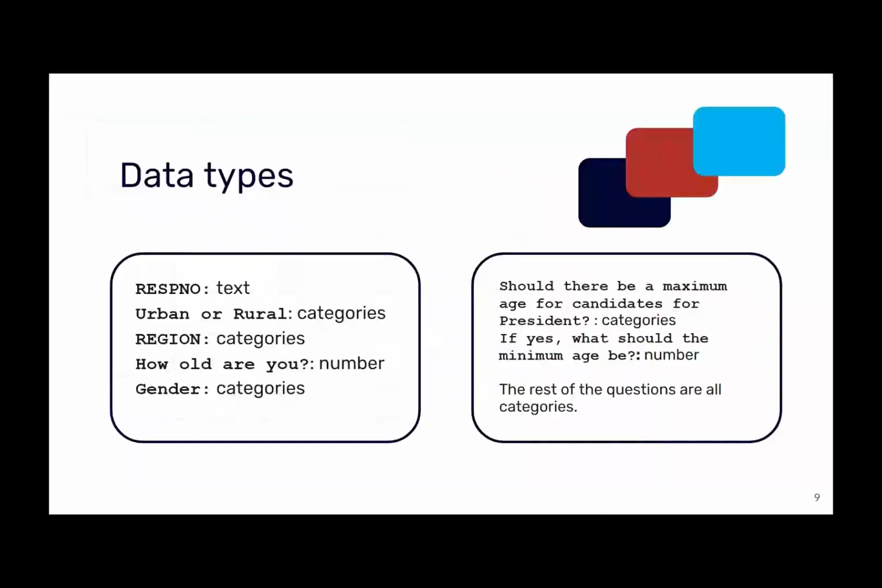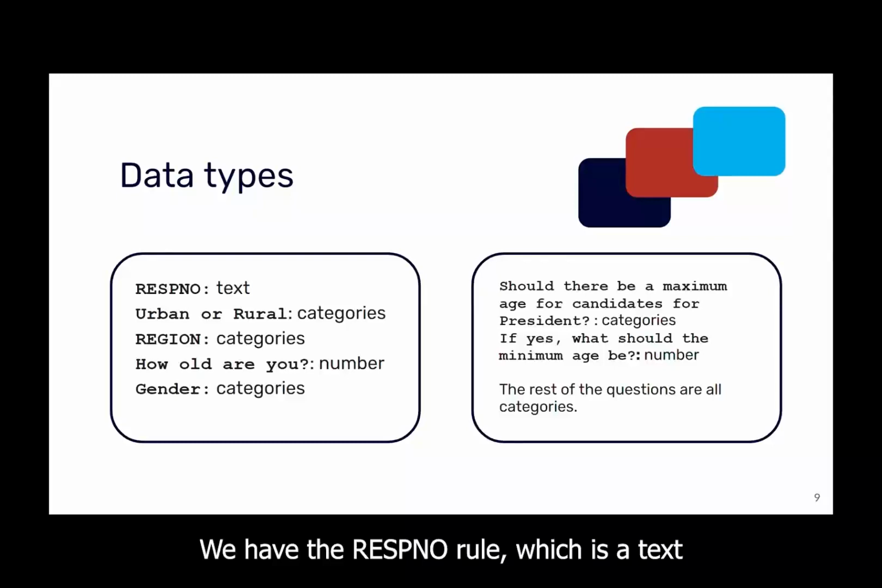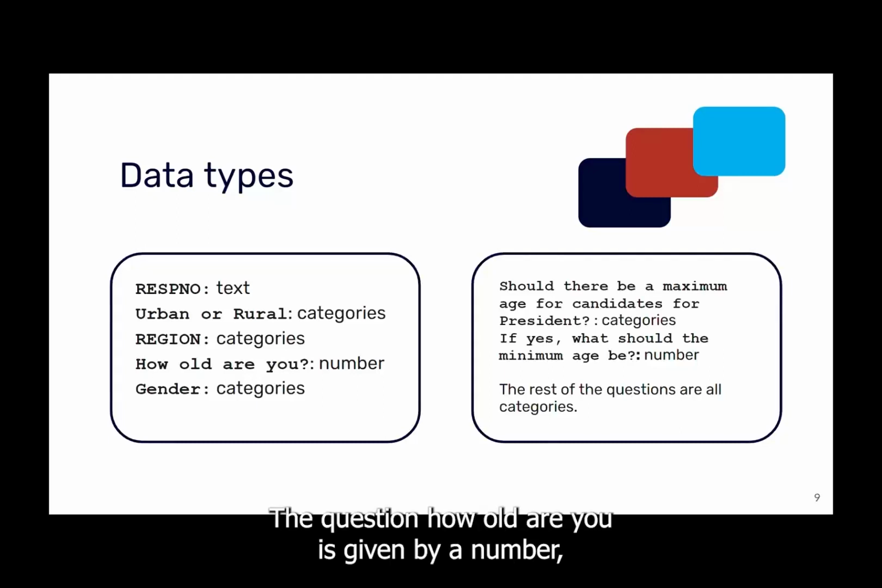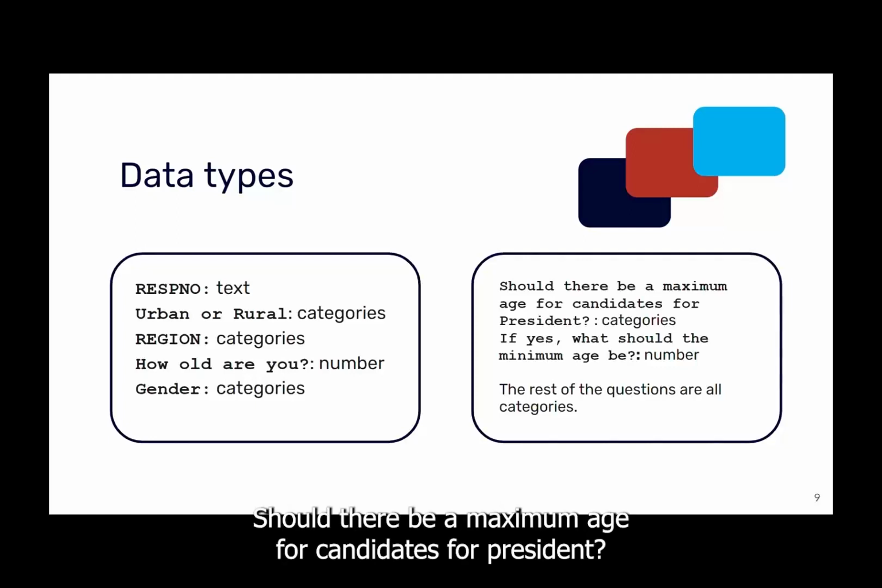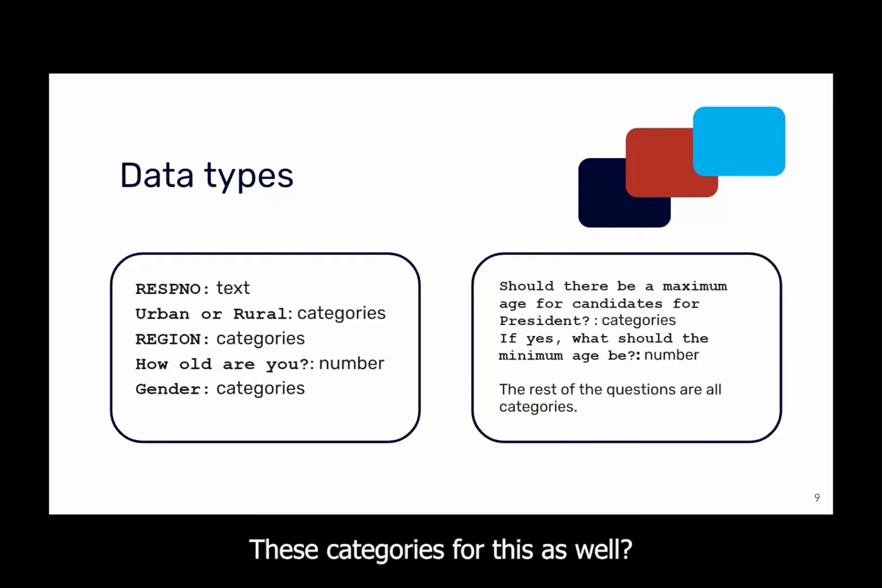Data types. We have the RSPNO, which is a text, urban or rural, that is in categories. The region is also in categories. The question, how old are you, is given by a number. The gender is given in categories. Should there be a maximum age for candidates for president? There's categories for this as well. If yes, what should be the minimum age? This is answered by numbers. The rest of the questions are all categories.